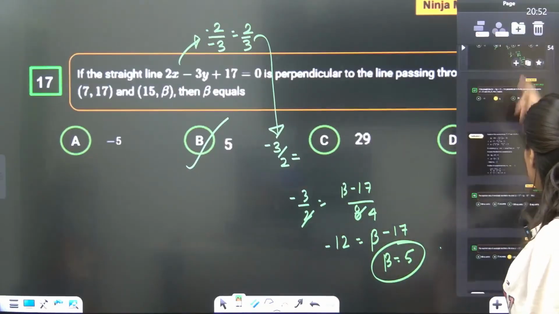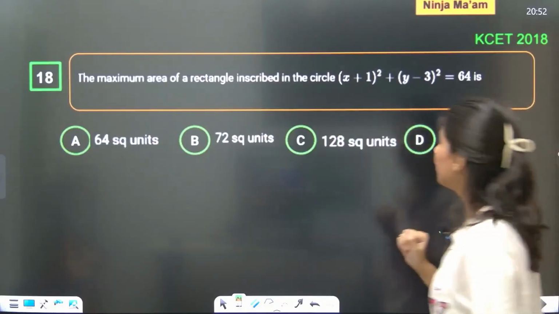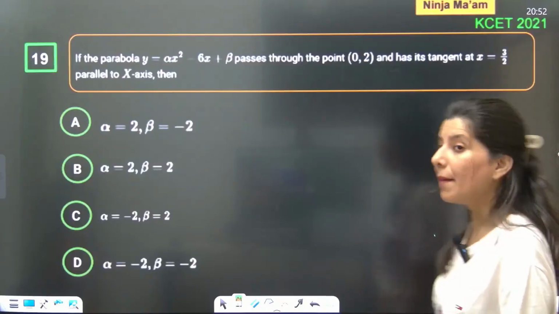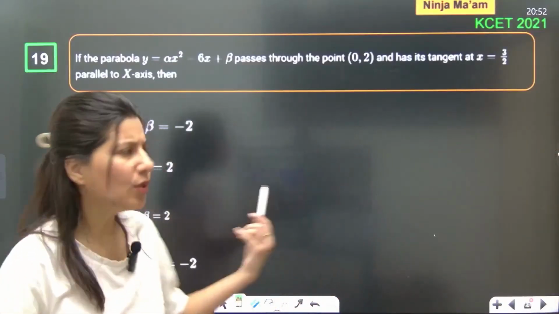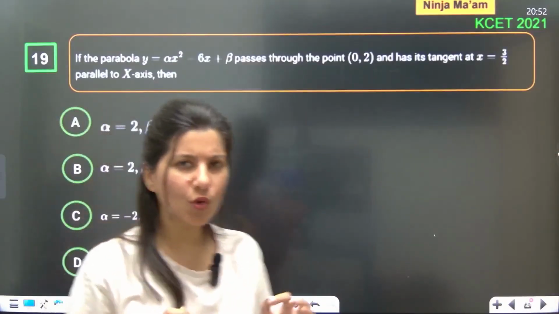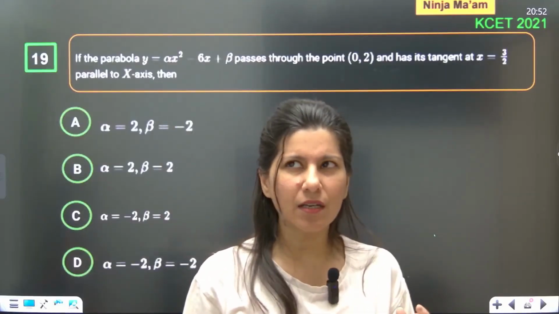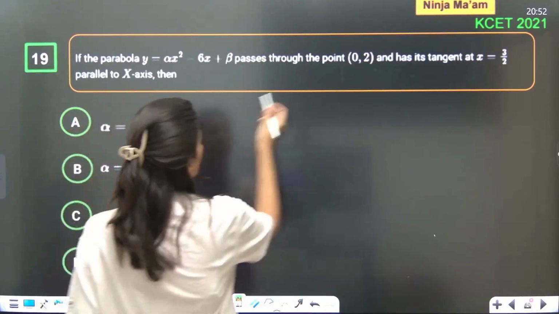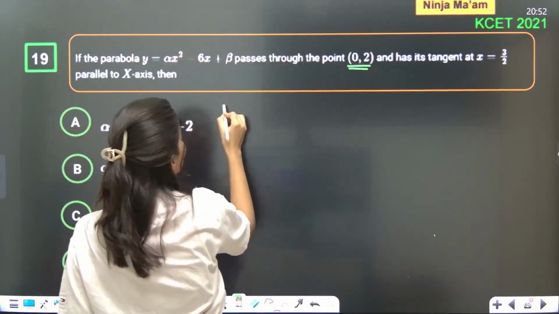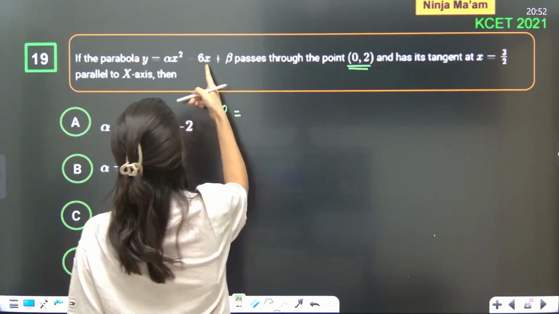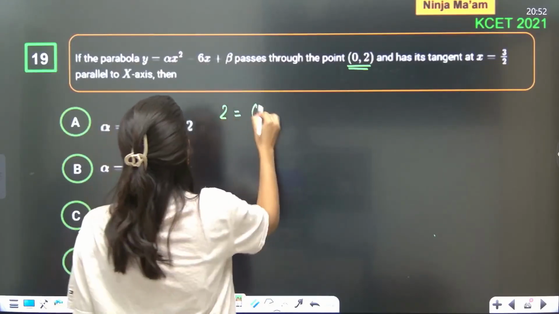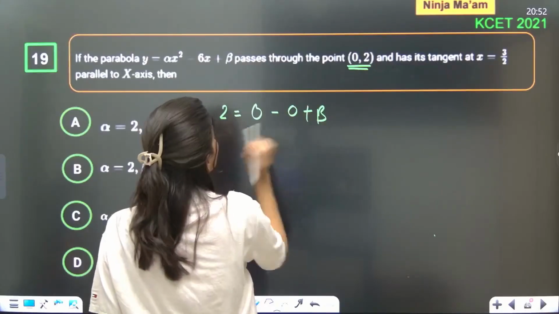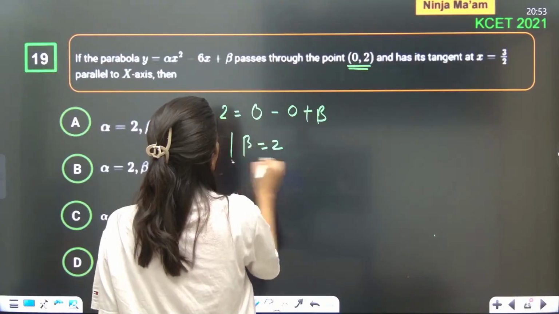The next question over here is from parabola. A parabola is given, and that too not core parabola. It is basically an intuitive question from quadratic equation as well. See, this parabola is passing through 0, 2, so we can satisfy 0, 2. 2 is equal to 0 minus 0 plus beta. So beta is coming out as 2 if you satisfy 0, 2, correct?